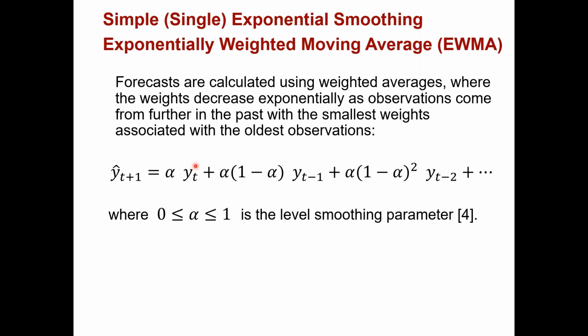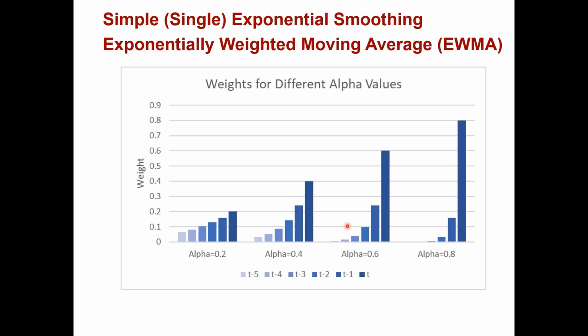It's a smoothing function, and what happens is that as the data gets older, the weights get smaller. So alpha is the smoothing parameter. This is also known as the exponentially weighted moving average. And visually you can see, for example, if I have an alpha of 0.2, then the weights drop off gradually. If I have an alpha of 0.8, the weights drop off very quickly.